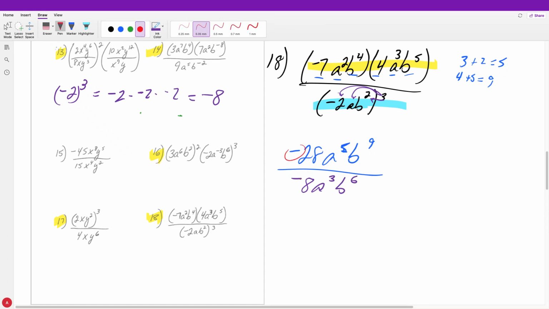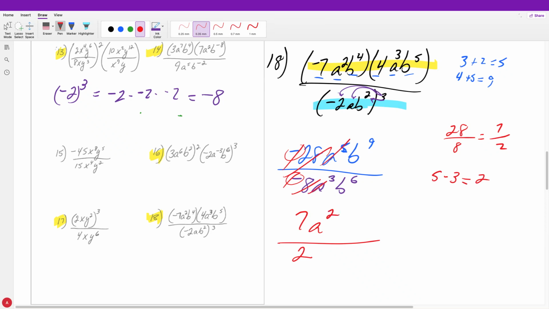Now, I know a negative divided by negative is going to give me positive, so I'm going to just cancel those out. And 28 over 8, well, 4 goes into both of these, 7 and twice, so I know I'm going to at least have a fraction of 7 over 2. I have more a's in my numerator, so my a's will end up in my numerator. 5 minus 3 is equal to 2, so I have a squared. More b's in my numerator, so my b will end up there, and 9 minus 6 is equal to 3, so b cubed. Right? And that is our final answer for this one.